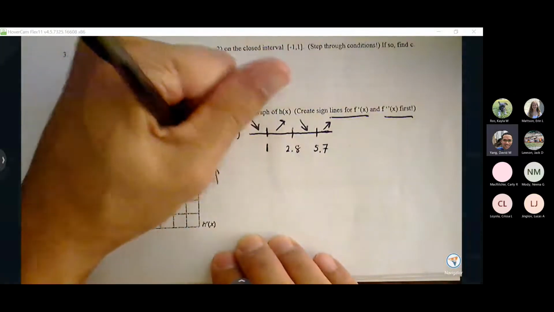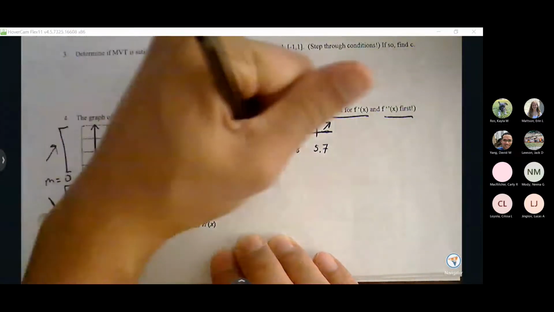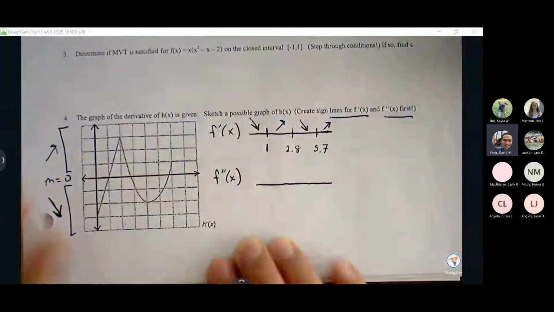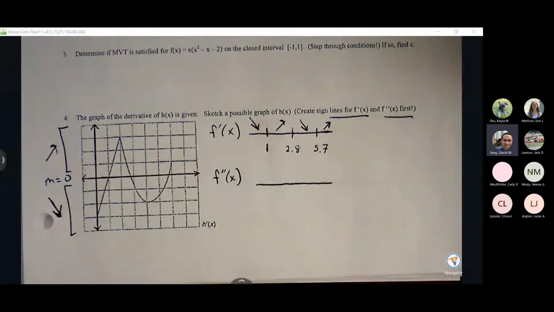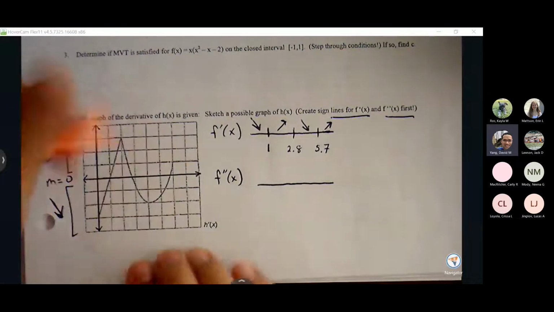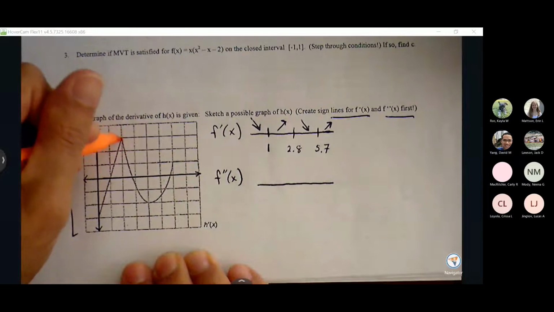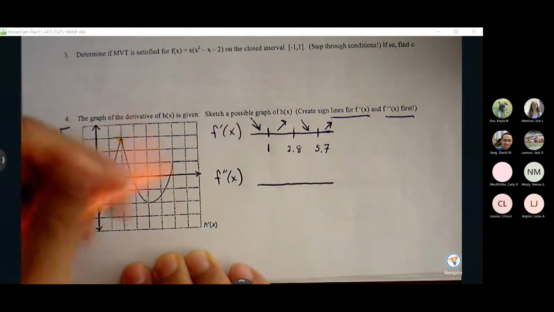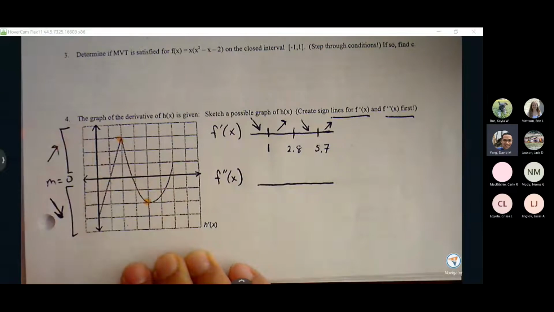Okay, second derivative sign line. If I want to find concavity off of my derivative graph, the way we start is we look for the peaks and valleys. Don't look at the curvature. You're looking at the peaks and valleys. That will tell you where your points of inflection are.